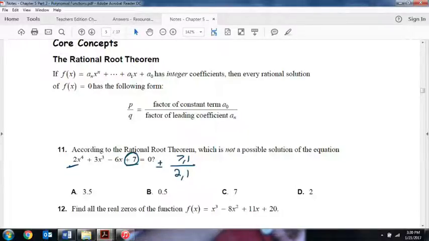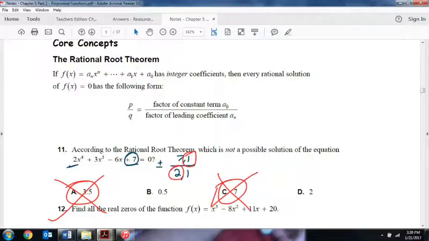And what this asks is, which of these four are not a possible solution? If I take 7 and divide it by 1, I get 7. That means this is a possible root, so that's not out. If I take 7 and divide it by 2, that is 3.5. So that's a reasonable root, not one of the ones it's looking for. I can take 1 and divide it by 2. That's 0.5, so that's not the answer either. Let's get rid of those. The only one left is 2.